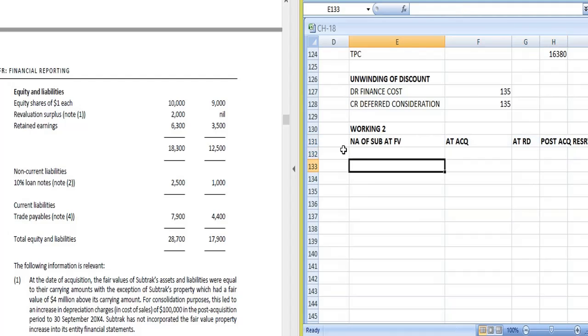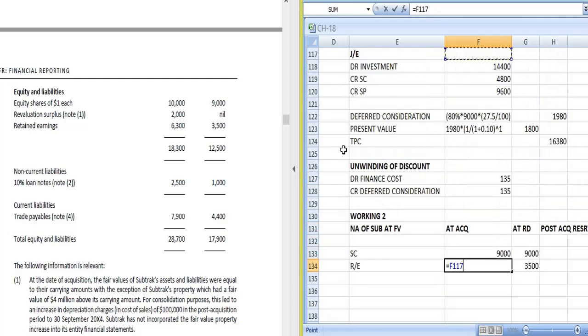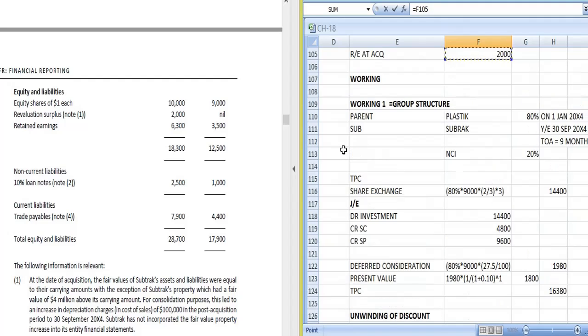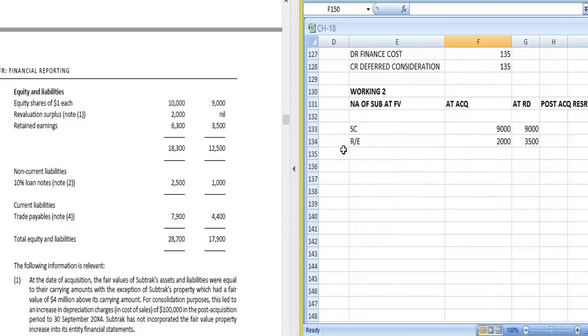Okay. So now first we will take the share capital of subsidiary at reporting date, which is given in the question, 9,000, and we will assume it will be the same on the acquisition date. Then we have a revaluation surplus nil. Retained earning at reporting date is 3500. On acquisition we have calculated above, 2000. So what more things do we need to record in the working 2?